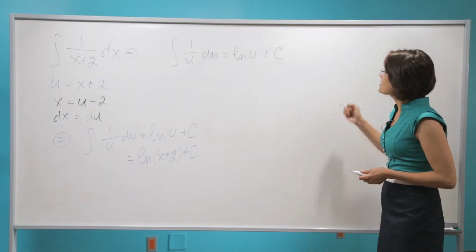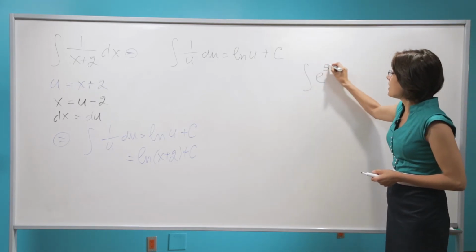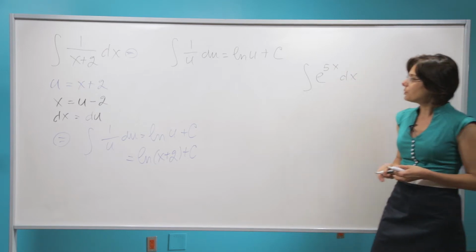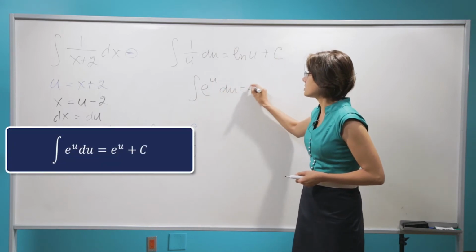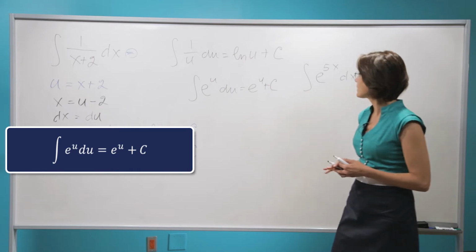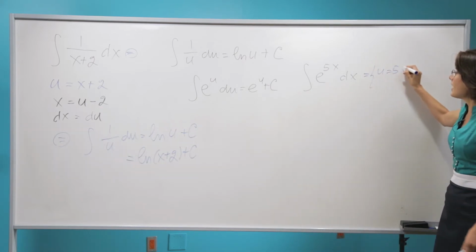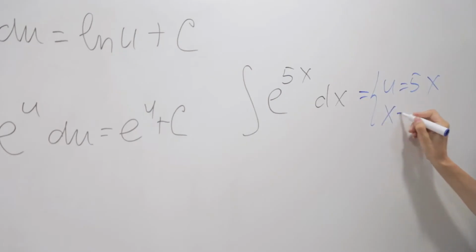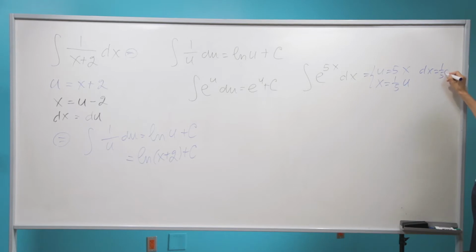Another example, when we wanted to integrate, for example, the exponential function e to the power of 5x dx. Again, I know the formula for the integral of e to the power of u du, which is just the exponential function itself. So my substitution will be u equal 5x, and now I have to express x in terms of u. So x equals 1 over 5 of u, and now the derivative dx is equal to 1 over 5 du.